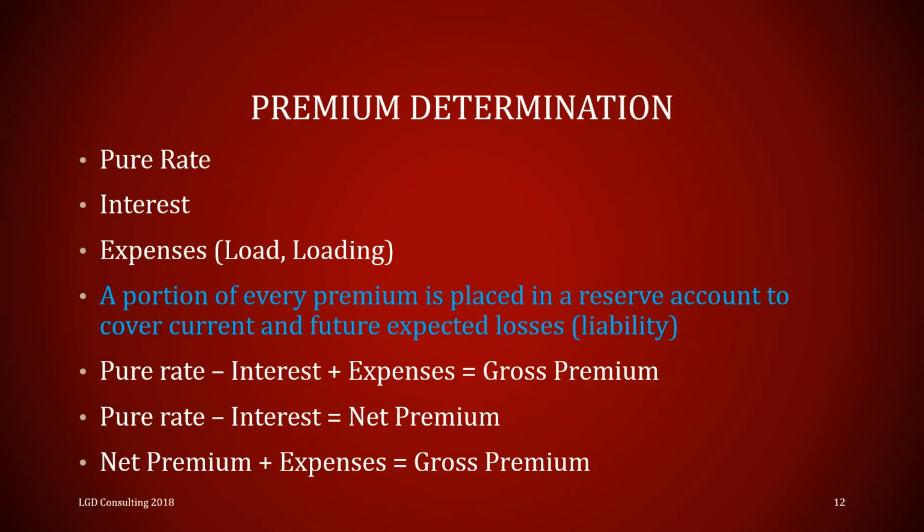All right. So your equation here, you have the pure rate minus interest plus expenses equals the gross premium. If I take pure rate minus interest without expenses, that's called the net premium. But another way you might see it on the test is net premium plus expenses is gross premium. So you've got to be wary of the test. It doesn't give you the pure rate minus interest plus expenses. It might just give you net premium plus expenses, which is the same thing as gross premium. Again, the test is a bit tricky. Anything to get you to pay a retest fee, I tell you.